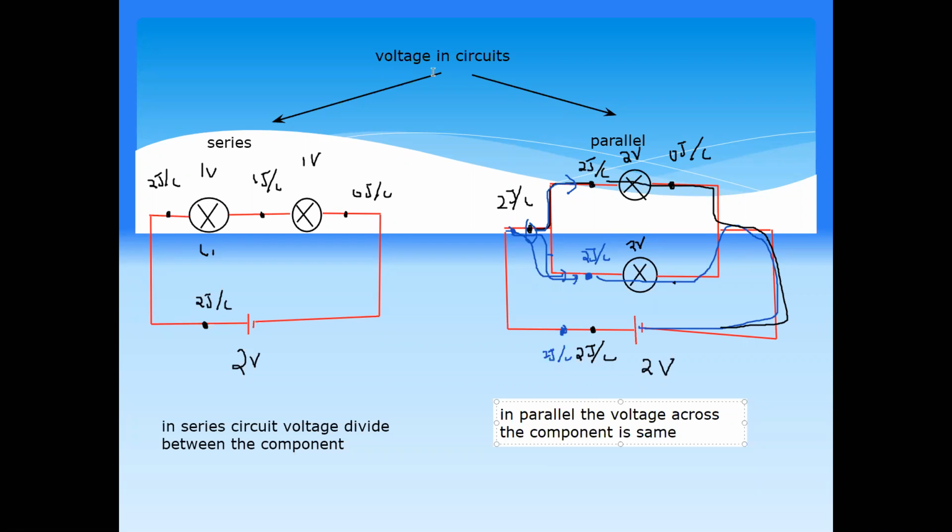One coulomb of a charge which carries 2 joules cannot be further divided. That's why it does not break down. So whenever you have two components in parallel, the voltage or energy transferred by every coulomb of a charge is the same. So in parallel, the voltage is the same. In series, the current is the same. And in series, the voltage divides.